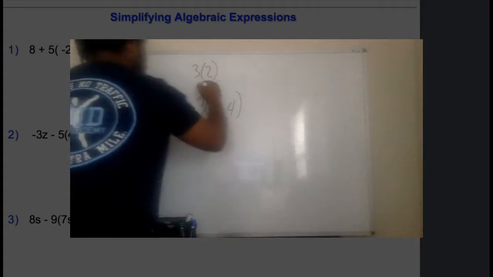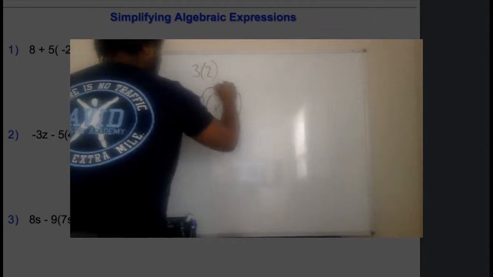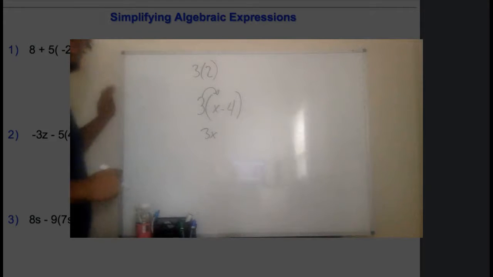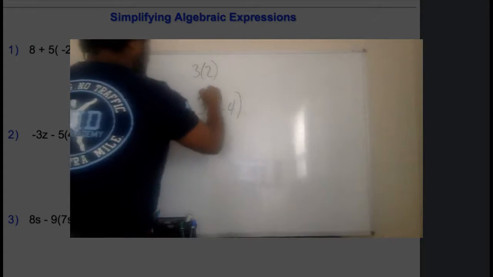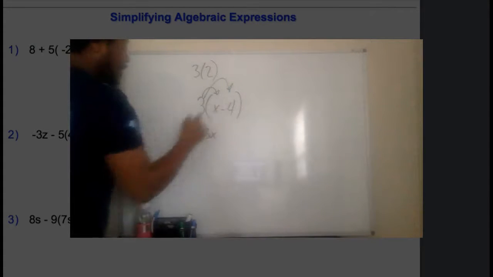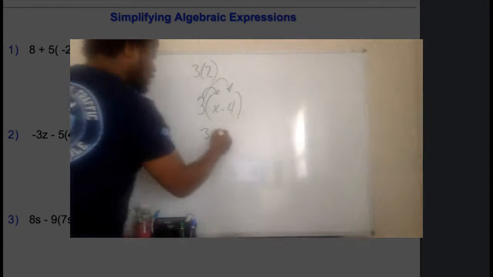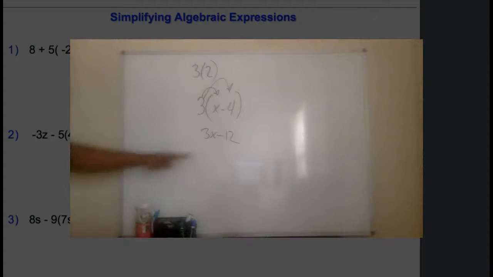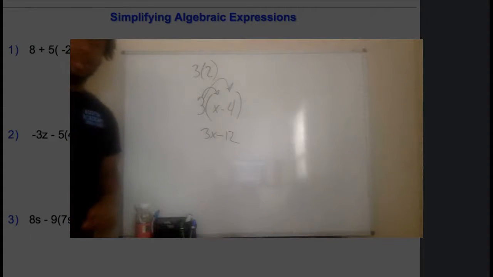So the first thing you're going to do is multiply 3 times x, which is 3x. That's how you handle that. Really simple. Then you're going to multiply 3 times negative 4, and that's going to be a negative 12, so that will be a minus 12. So the new expression is going to be 3x minus 12.